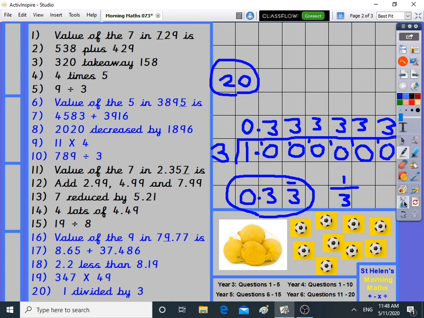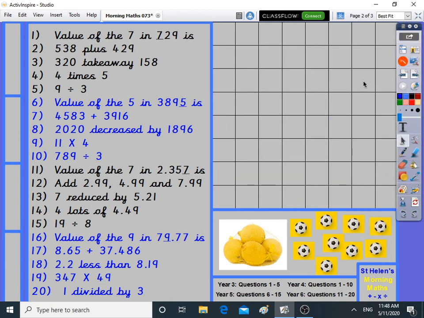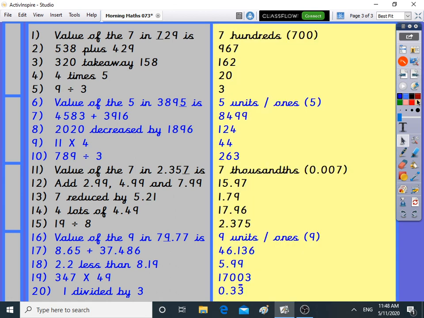Right, time for the answers. I feel like I worked hard today, especially on that number 19. Have a check over your answers. See how you did. Pause this because I'm about to stop it. And I'll see you again next time.